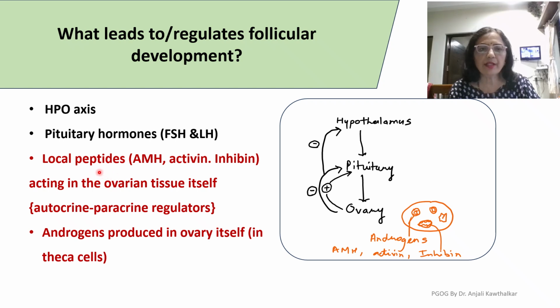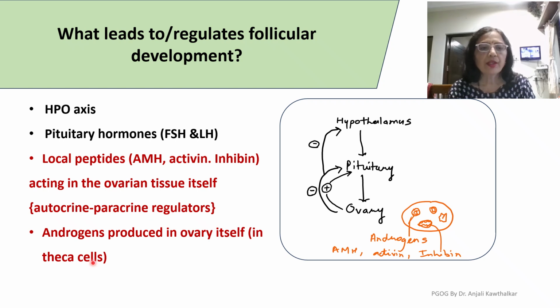Now, what do you mean by peptide? A peptide is a small protein. The meaning of the word peptide is that it is a protein itself, but it is smaller. That means the number of amino acids is less in peptides. Now, these peptides are present in almost all the tissues in the body. Similarly, these are present in ovarian tissue also. And these peptides are regulating the follicular development because of their local action. And the important peptides are AMH, that is anti-Mullerian hormone, activin, and inhibin.